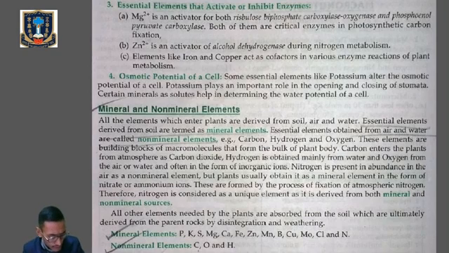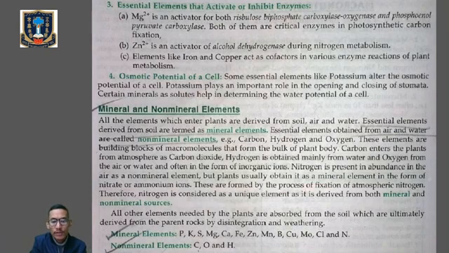Clear? Now next one we'll talk about the mineral and non-mineral elements. We'll go through definitions. Okay, so we said that all the elements which enter the plant are derived from the soil, air and water. So essential elements derived from the soil are termed as mineral elements. So what are the mineral elements? Mineral elements are those essential elements which are derived from the soil, and essential elements which are derived from the air and water are called non-mineral elements. So are you getting it? Mineral elements means those essential elements which are derived from the soil, and non-mineral elements means those essential elements which are derived from the air and water.